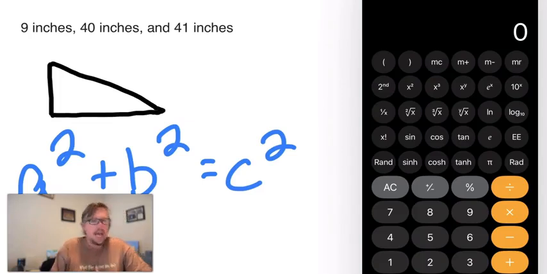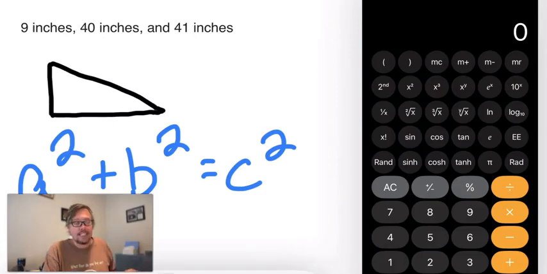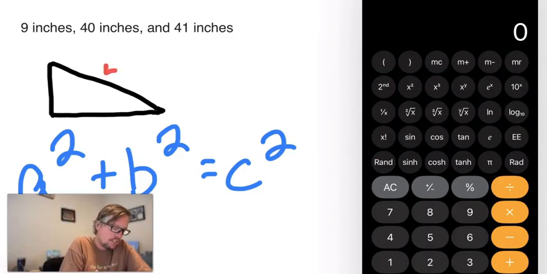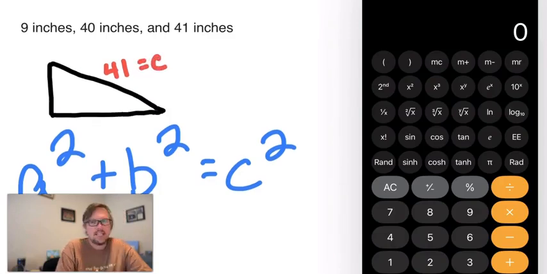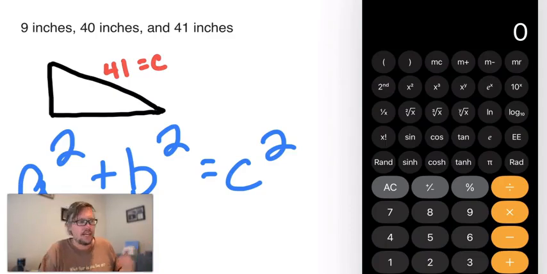The only thing I have to make sure of is when I label these sides, that the longest side, what I think is going to be the hypotenuse if this is a right triangle, is the 41. 41 is the longest, so if this is a right triangle, that must be the c. The 9 and the 40, it doesn't matter which one is a and which one is b, as long as those are the two shorter legs.